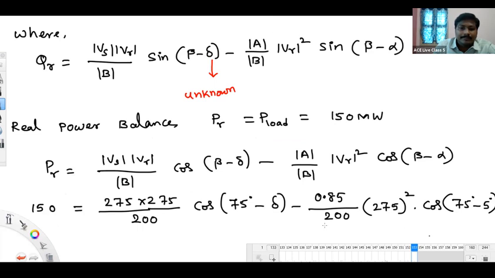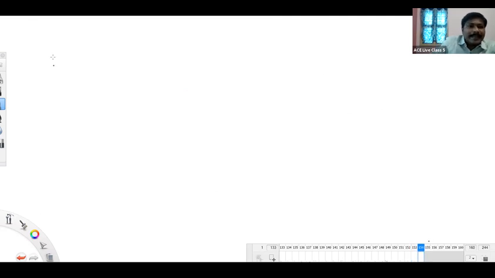Find out that angle delta in degrees. You can't use the approximate formula because he has given ABCD parameters. If he has given only series reactance without any series resistance and shunt values, you can go with the approximate formula Vs into VR by X. Unless otherwise, it is better to go with the exact formula in these calculations. 28.42 degrees is the angular difference between sending end voltage and receiving end voltage.